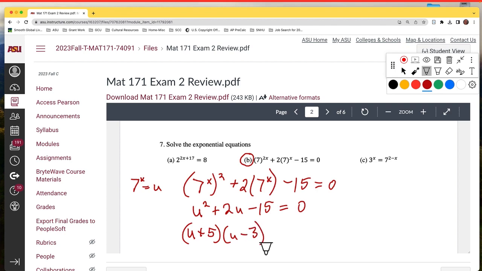So that's the first step. Put in some kind of a substitution, do a quadratic factoring, and then what do we know? What this tells us is that since we're multiplying these two and they equal 0, let me turn off my blue.